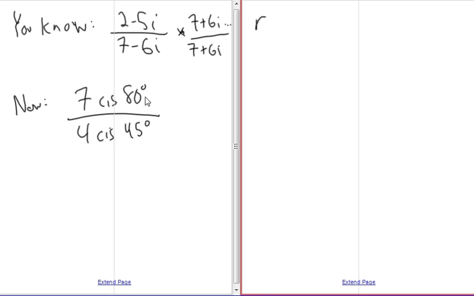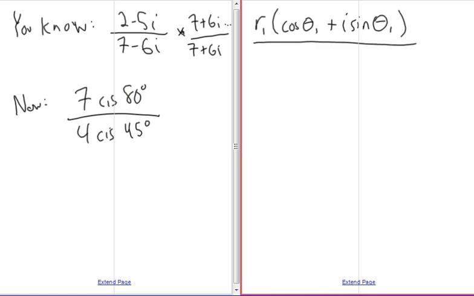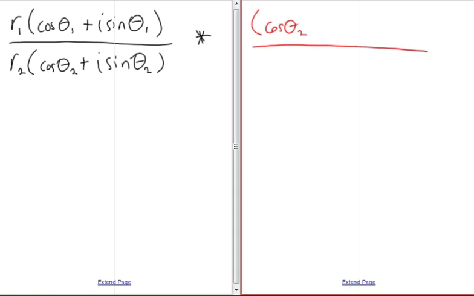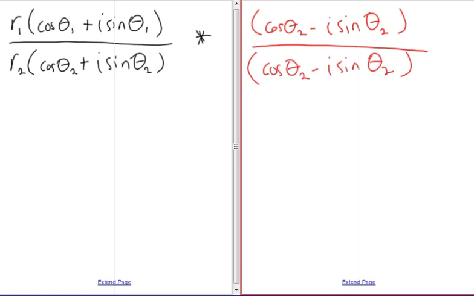So we've got the magnitude and the angle there for our complex numbers. Writing this in generic form, r1 times cosine theta 1 plus i sine theta 1, divided by r2 cosine theta 2 plus i sine theta 2. We're going to begin the same way that we normally would with our numbers in rectangular form, and multiply by the conjugate of the denominator, so by cosine theta 2 minus i sine theta 2 in the numerator and in the denominator.